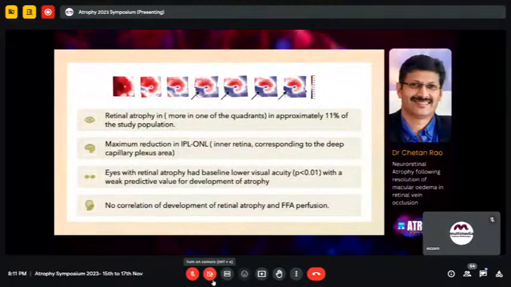of their study population. There was maximum reduction in the inner proximal layer, outer nuclear layer zone that corresponds to the area supplied by the deep capillary plexus. Eyes with retinal atrophy had a baseline low visual acuity. However, there was weak predictive value for development of atrophy. They found that fluorescein angiography was not a reliable indicator of non-perfusion in the acute stages.